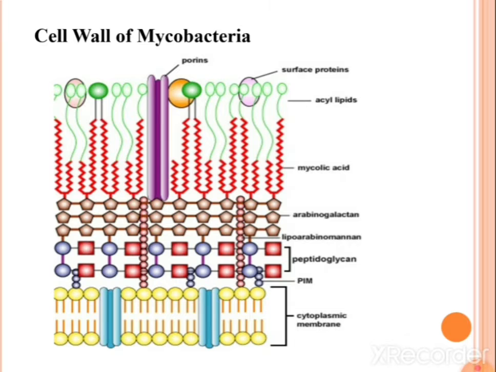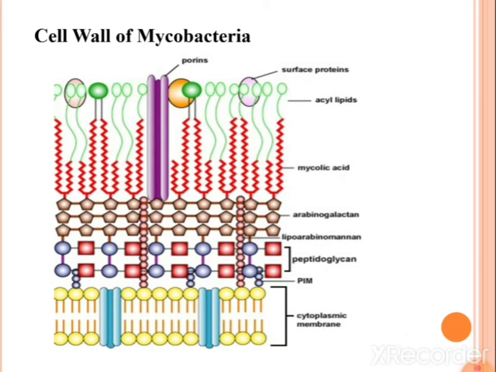The next part is the cell wall of mycobacteria. We need to study this because the different components of the mycobacterial cell wall are the targets of your basic treatment. So you just need to know what the different cell wall components of Mycobacteria are.